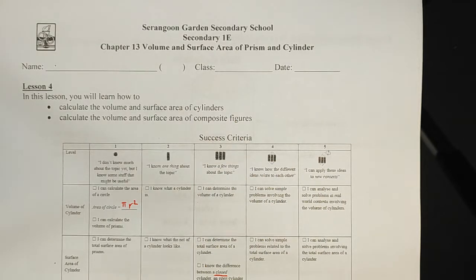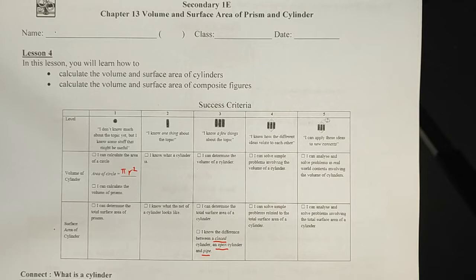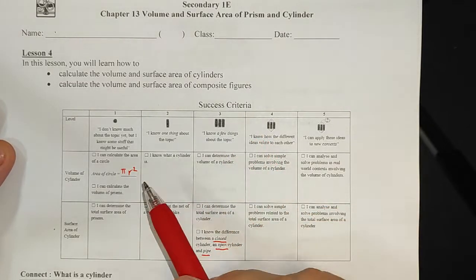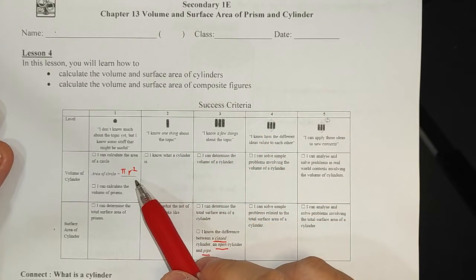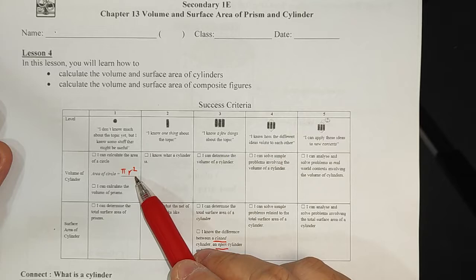Hi everybody, this is chapter 13, lesson 4, so it will be on the cylinder. Alright, so let us go through the SOLO success criteria. Before this, let's recall some things. The area of a circle is pi r squared. So you need to know that.